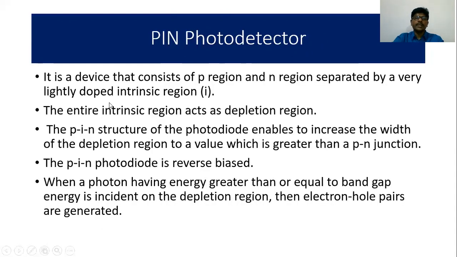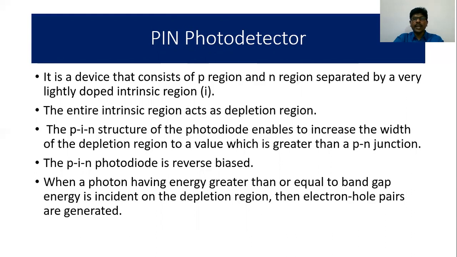Now, it is the device that consists of P region and N region separated by a very lightly doped intrinsic region. The entire intrinsic region acts as a depletion region. The PIN structure of photodiode enables to increase the width of the depletion region to a value which is greater than a normal PN junction. The PIN photodiode is reversed biased.